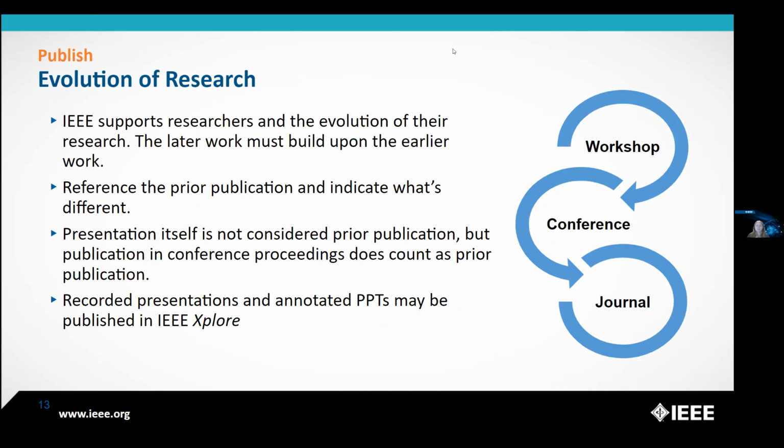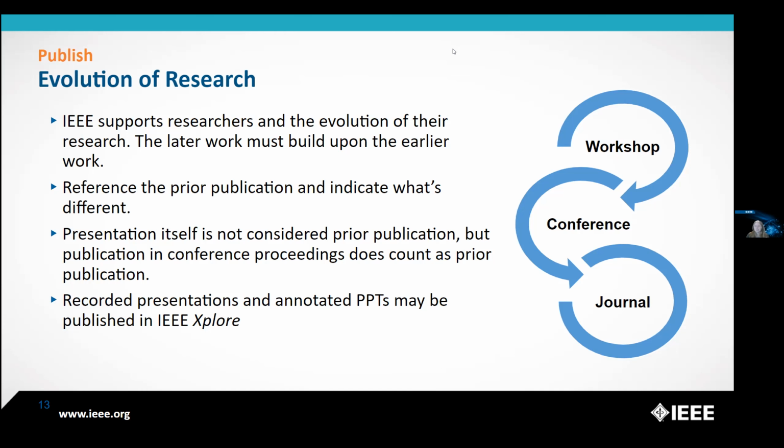And IEEE supports researchers in the evolution of their research, provided that the prior work is cited and differences are indicated. So you can take your conference paper and later write a journal article. The key is you need something new to present, right? This new work must build upon the earlier work and have new findings to present.